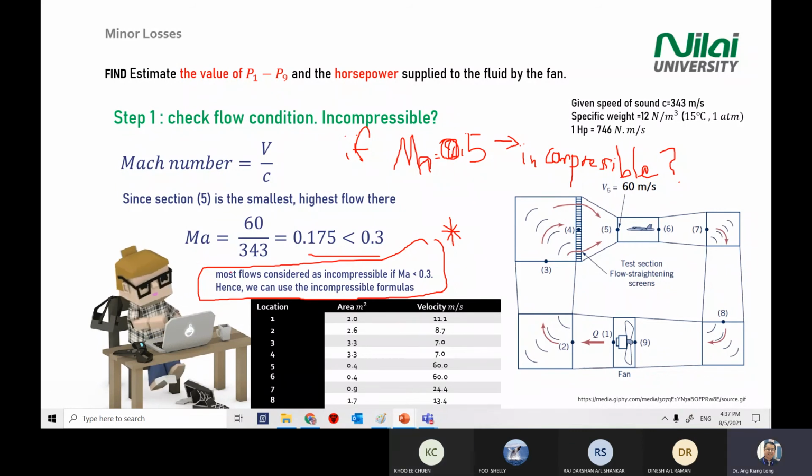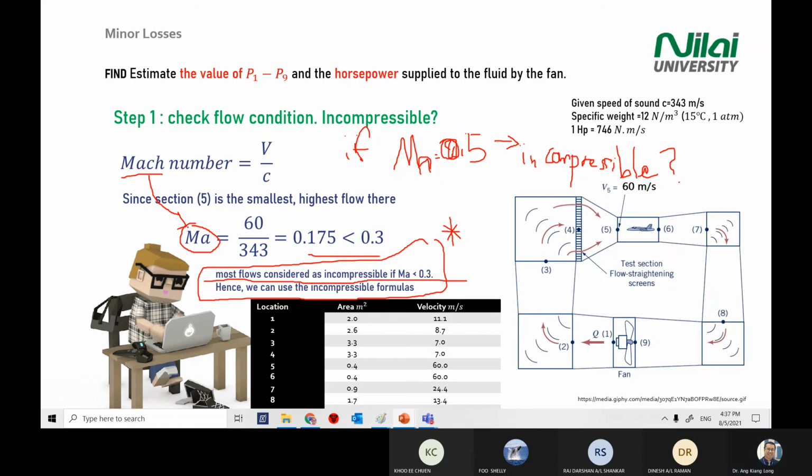Read one more time the one that I circled here. Do you understand this sentence or not? Cool. If the Mach number is lower than 0.3, then it is incompressible. Just now you mentioned, what is this? Mach number. We call it Mach number, okay? Mach number, not match. It's a Mach number, okay?